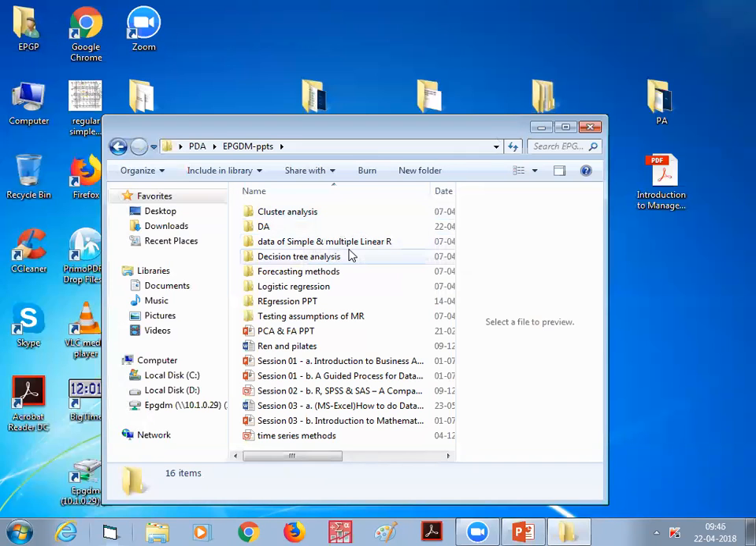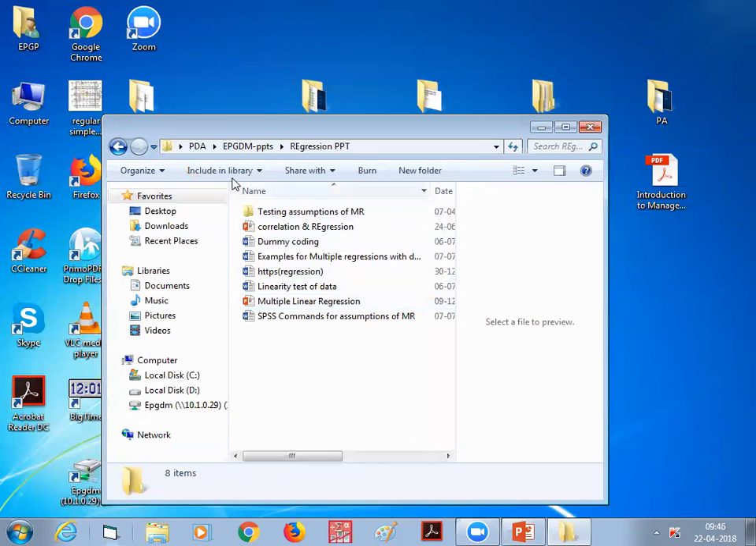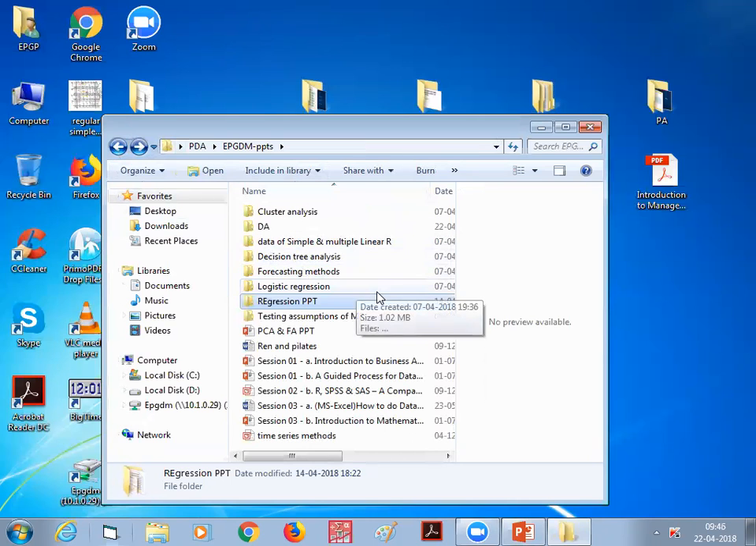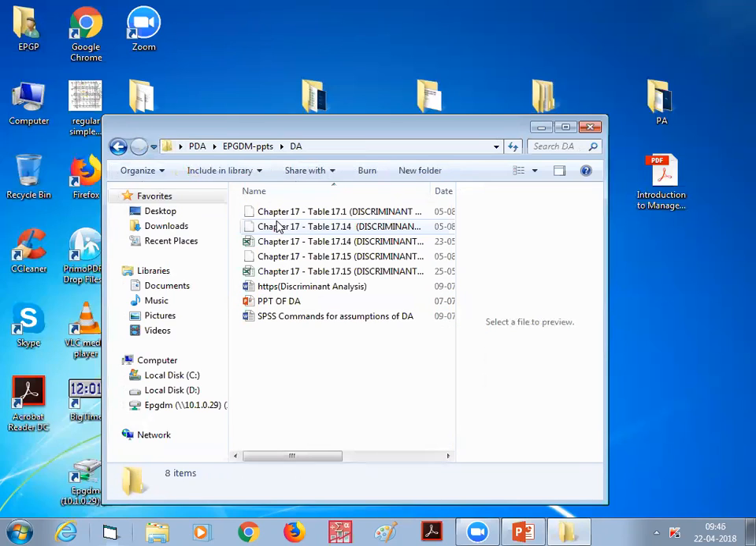There is no SPSS table. Here only display. Okay, so it is there in PGDM.